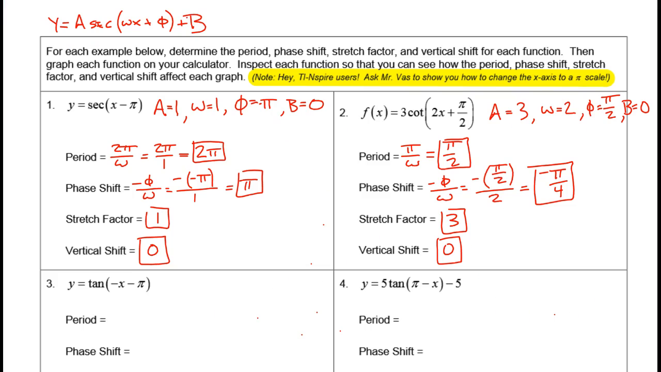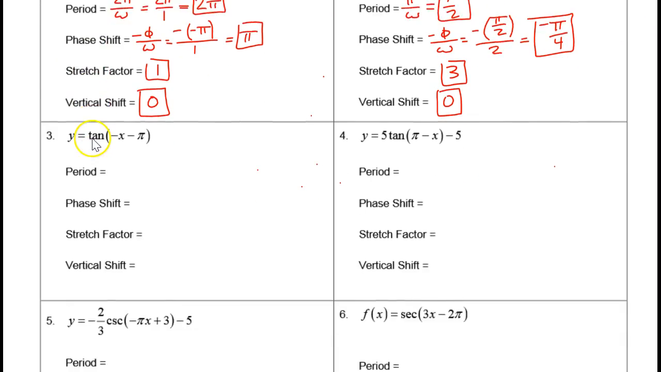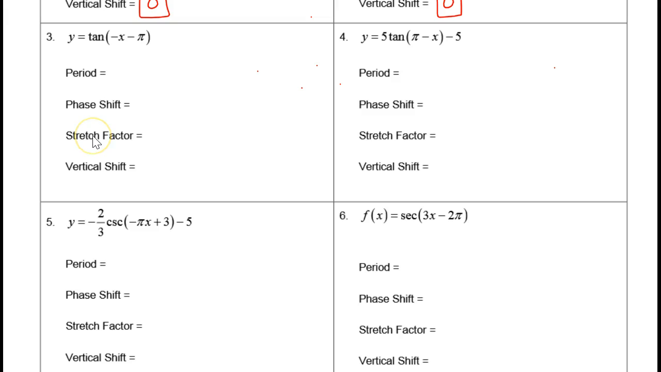Okay, back to the example problems. Number 3: y equals tangent of the opposite of x minus pi. Here we go. For this one I'm going to work to get it in the standard form of the transformation function of tangent. I know that omega has to be positive. Right now it's a -1. So I'm going to change this to tangent of the opposite of x plus pi. Basically, I factored out a -1 from -x minus pi.